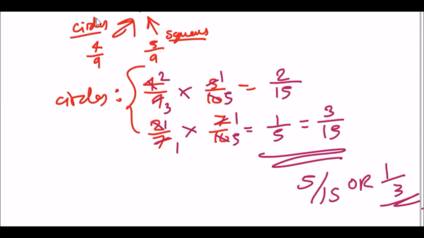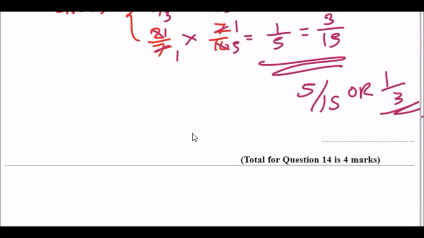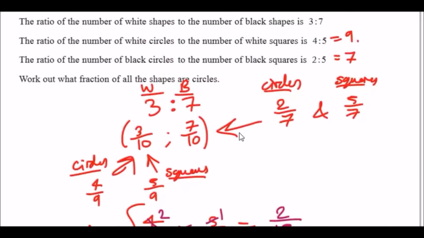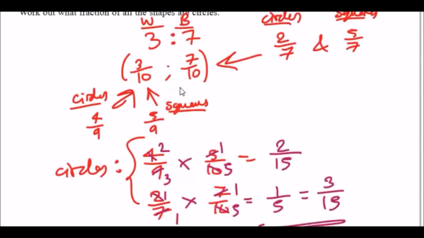Voila. So 1/3 are circles, clearly 2/3 are squares, but we just care about circles. Yeah, so definitely see how it's good to double check this question. This was a hard ratio question, or easy, I don't know. Yeah, have a go.